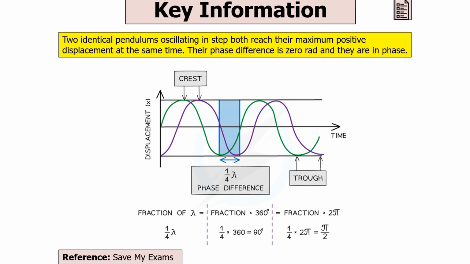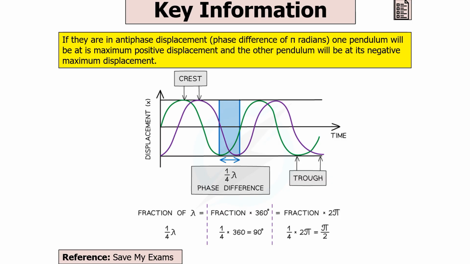Now two identical pendulums oscillating in step both reach their maximum positive displacements at the same time. Their phase difference is 0 radians and they are in phase. If they are in anti-phase, a phase difference of pi radians, one pendulum will be at its maximum positive displacement and the other pendulum will be at its maximum negative displacement.